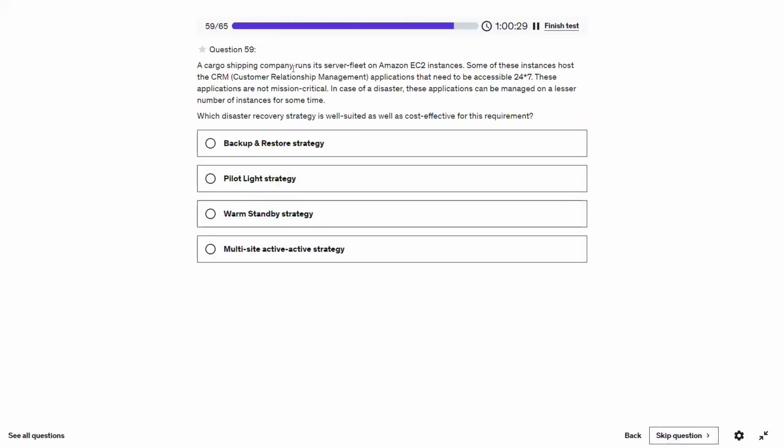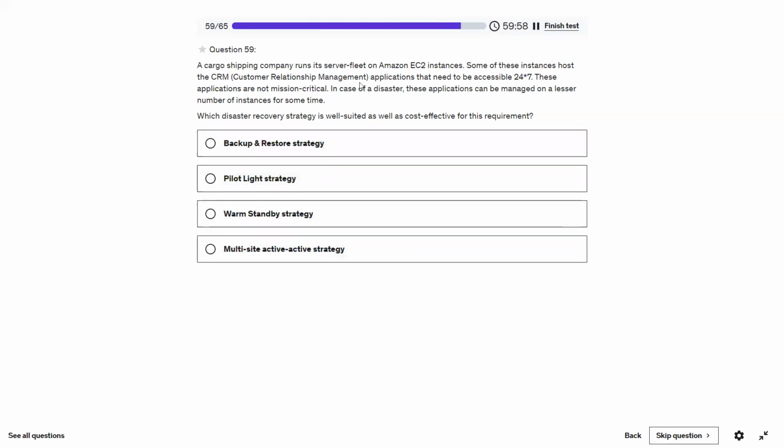A cargo ship company runs its server fleet on Amazon EC2 instances. Some of these instances host a CRM that needs to be accessed 24/7. Those applications are not mission critical. In case of disaster, the application can be managed on a smaller number of instances for some time. What is the best disaster recovery strategy? There are basically four disaster recovery techniques: backup and restore, pilot light, warm standby, and multi-site.